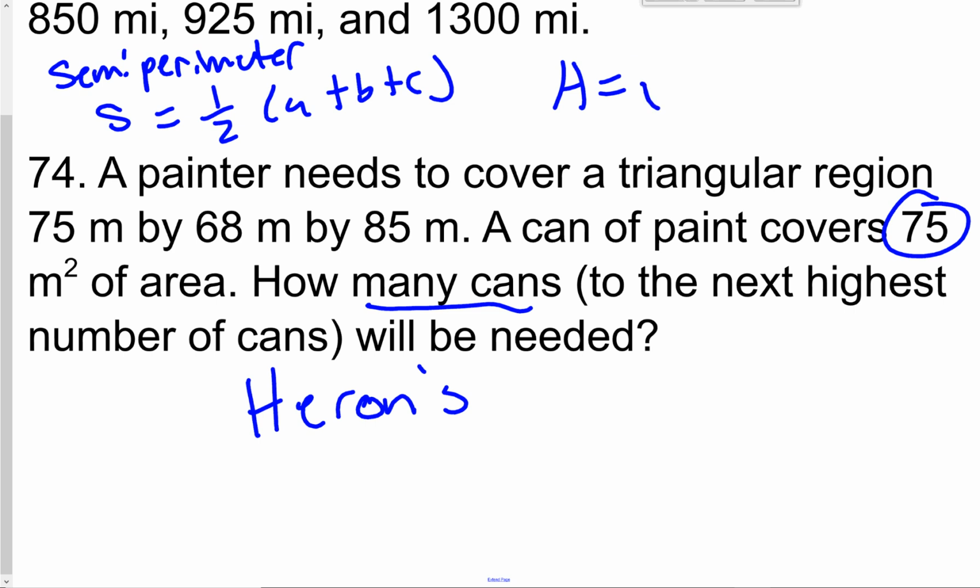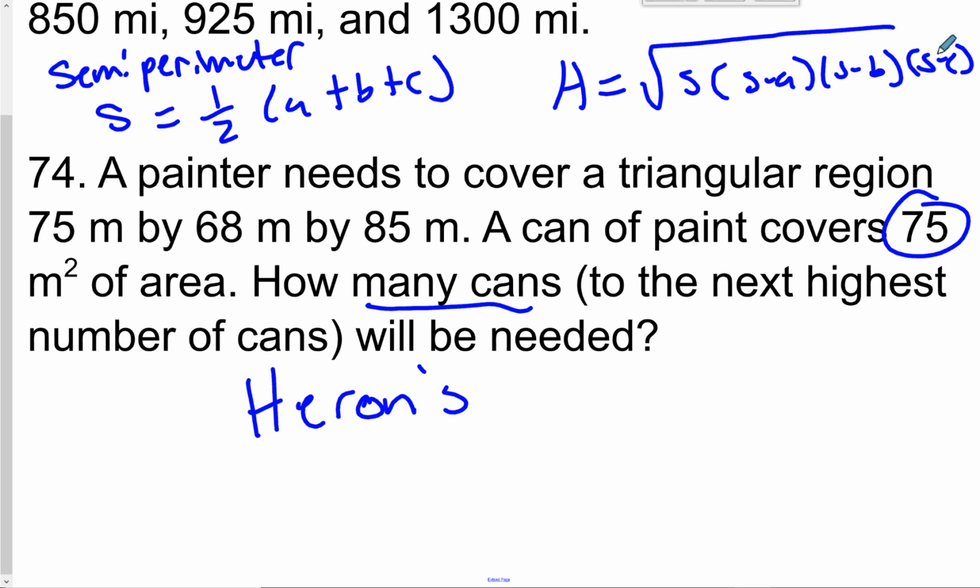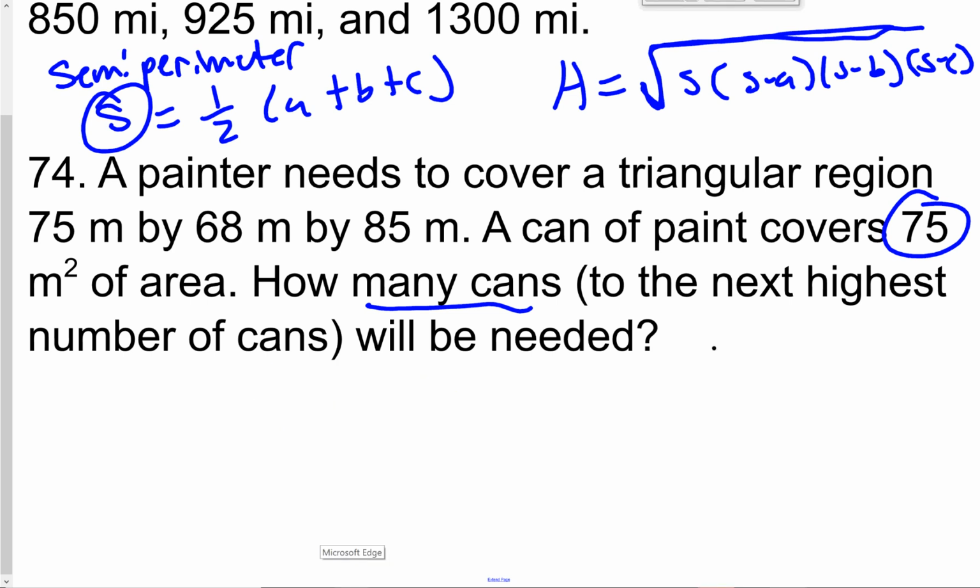Okay, and so you take that S and you times it by S minus A, S minus B, and S minus C. So you're going to take that S minus every single one of your sides. You're going to multiply it together, and then you're going to times by S, and then you're going to take the square root. Okay, so that's what it's going to look like. Okay, so let's go ahead and find S first.